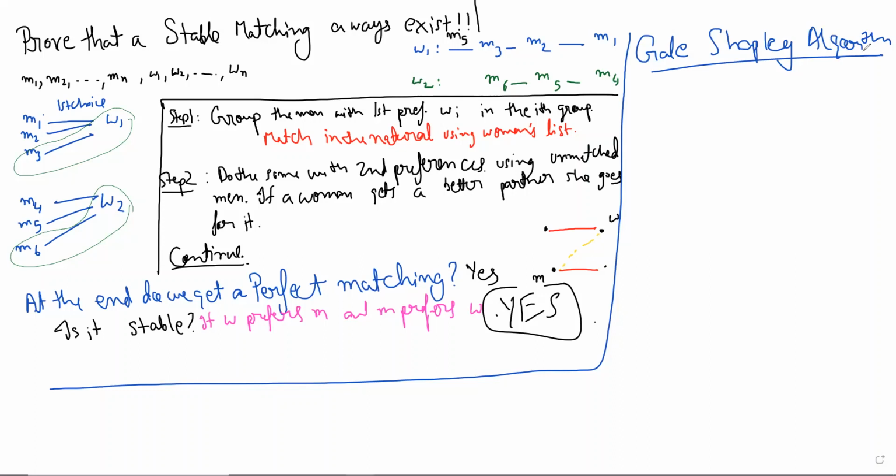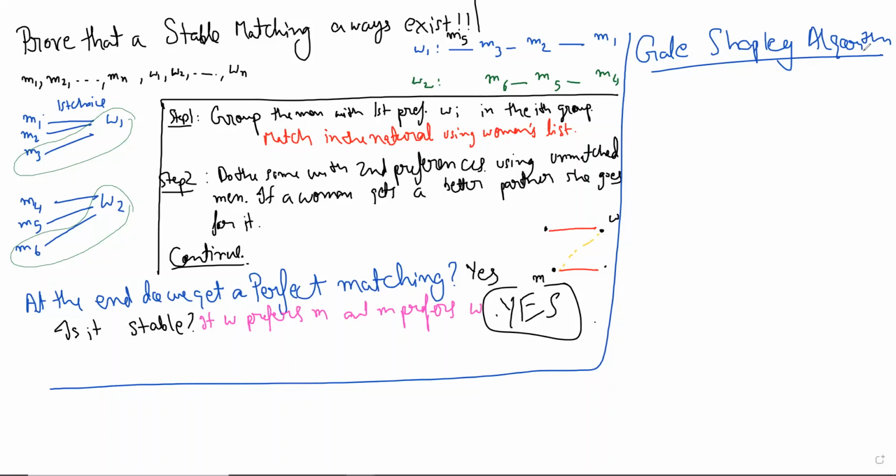So basically, it does the same thing as you have done, but says it in a different way. Every man comes, and what the man does is he proposes to the woman of his first choice. And if the woman is unmatched, then she accepts. And then after that round, the second choices come, and so on.